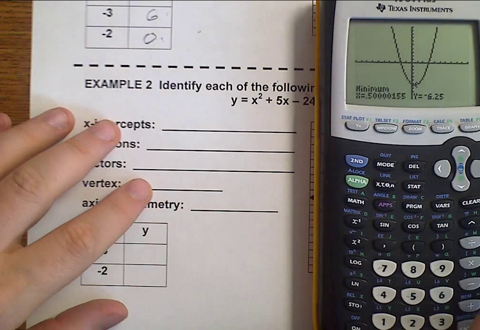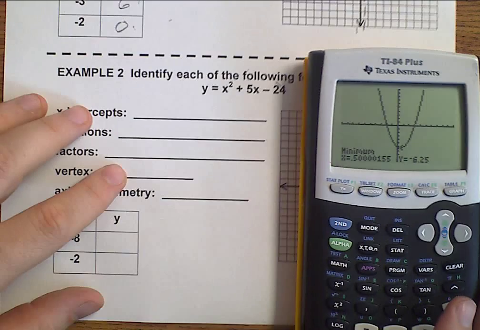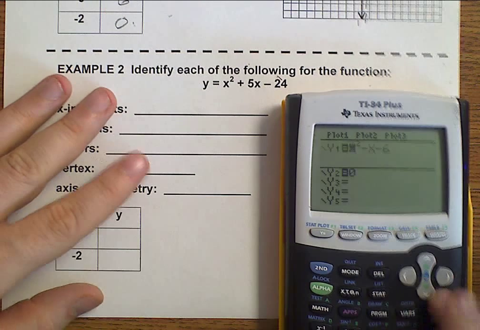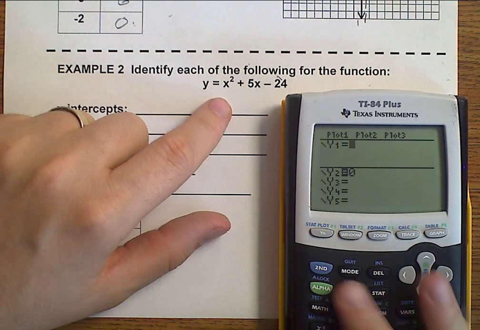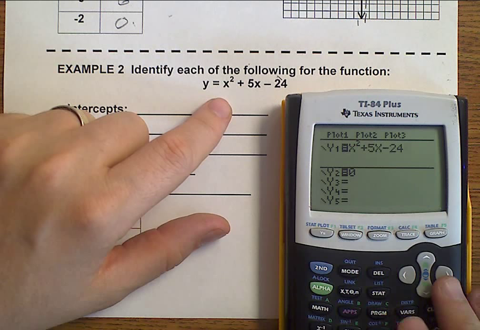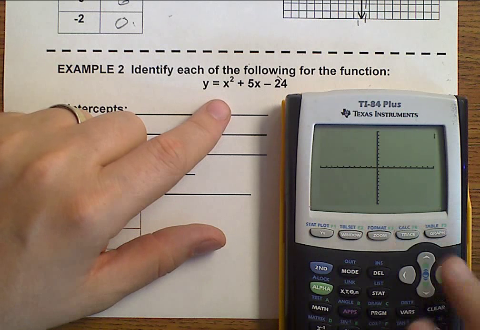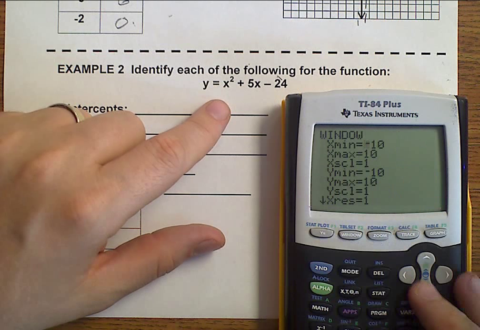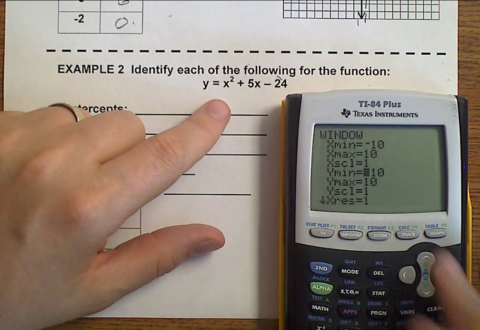Again, we're going to start off by putting this into the calculator. Go to y equals, clear out this, type in our new one, which is x squared plus 5x minus 24. Graph it. We see that our graph is not big enough, so I'm going to go ahead and change this. I'm going to go to my window. I need to change my y minimum. Let's just go -20.